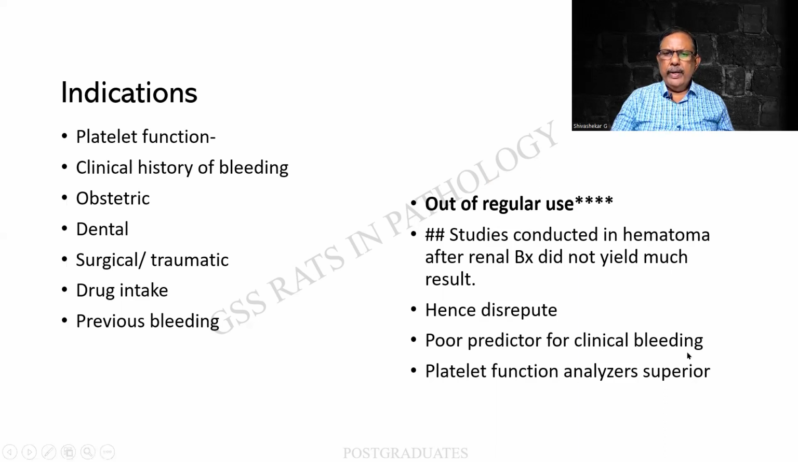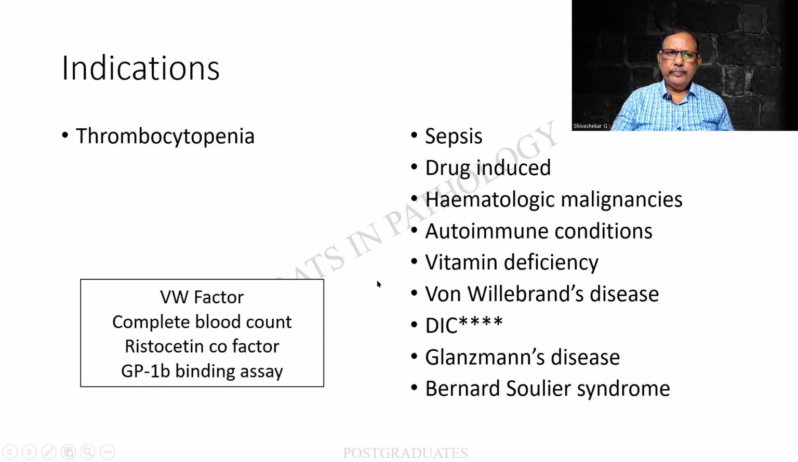It can be a poor predictor for clinical bleeding, and the platelet function analyzers are superior to it. I hope this is quite simple. It is literally out of practice. As I told you, the number of platelets, the functions of it. Also, the von Willebrand's factor. More important can be the complete blood count, ristocetin cofactor, and GP1B binding assay.